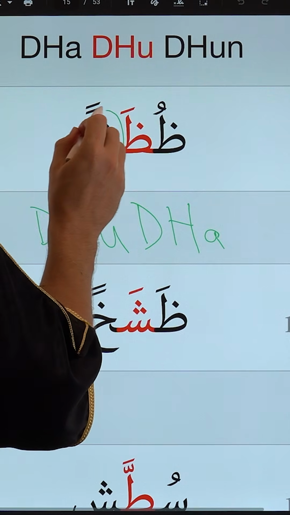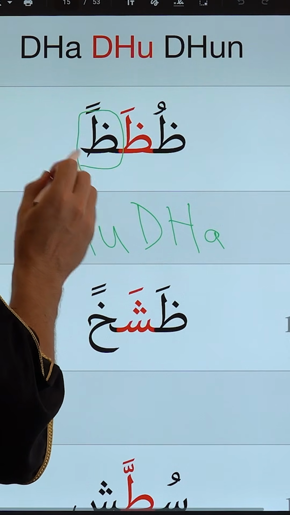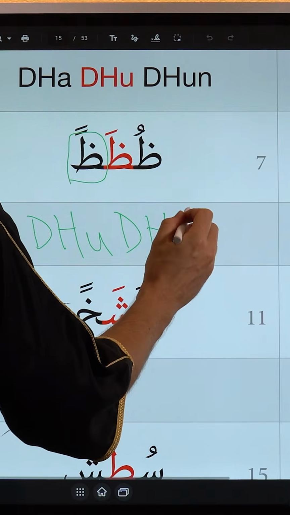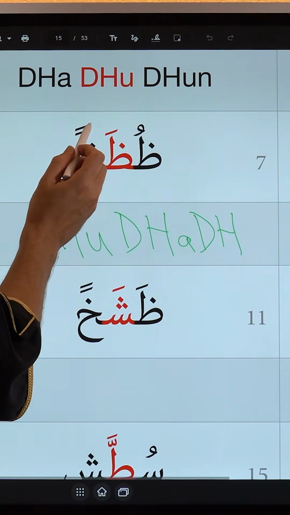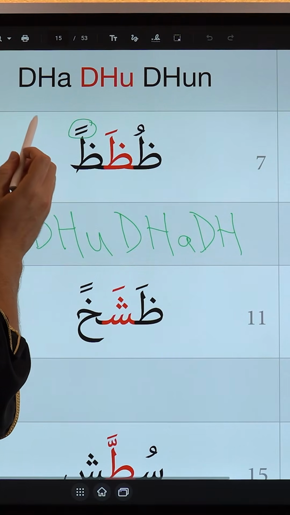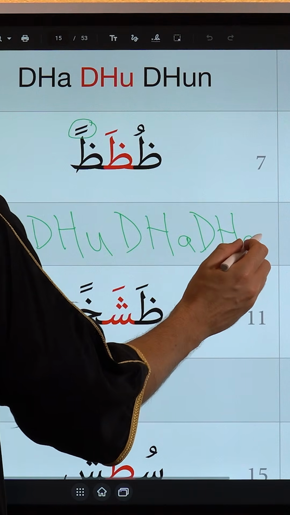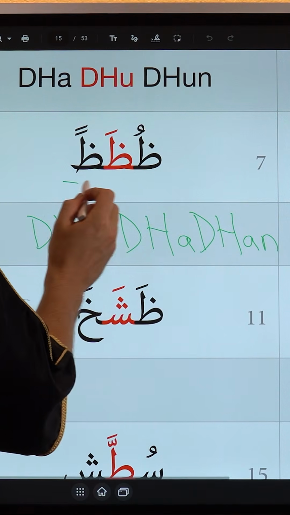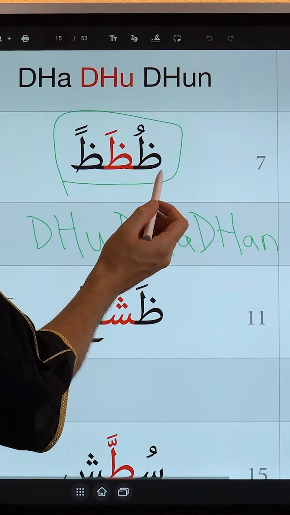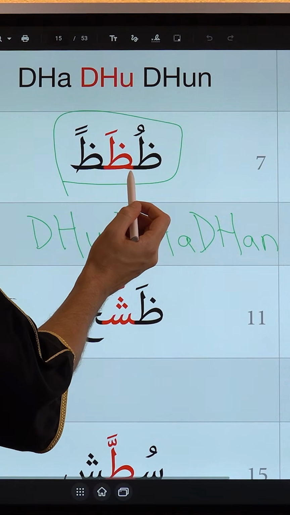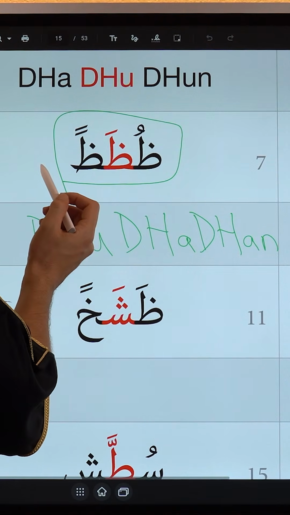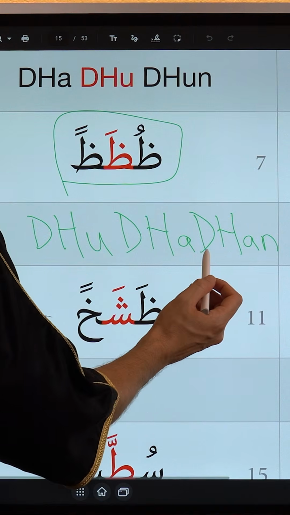And the third letter we see is, again, the letter Dha. So we write a capital D, capital H, and then above it we find not one but two fethas. So we write an A for the first fetha, and then N for tanween. So then if we pronounce all of this together, it would be Dhu, Dha, Dhan.